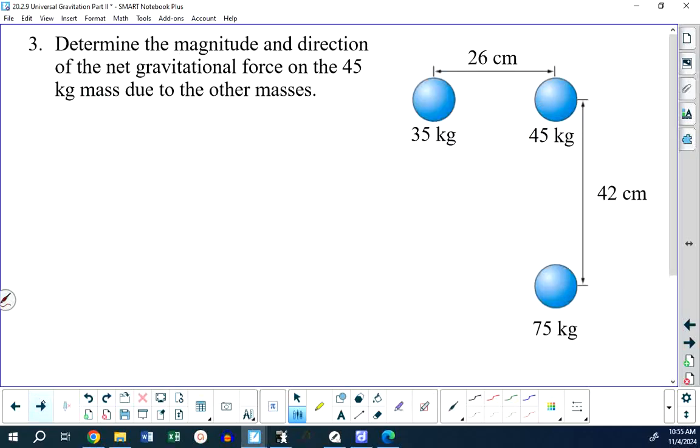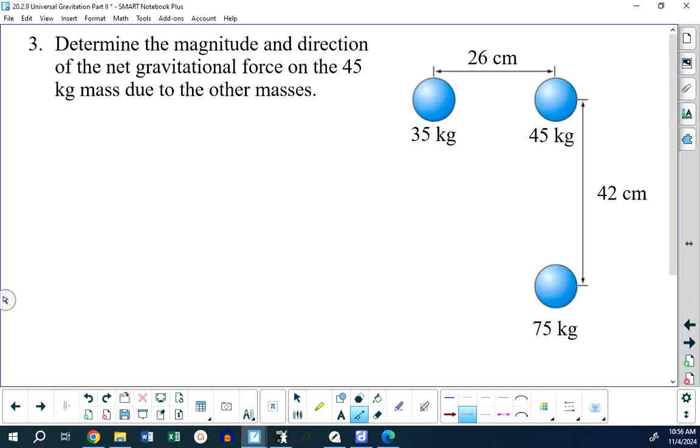So let's take a look at the third and what I hope is the final example. My plan is to set this up for you and assign for you the task of completing this example for tomorrow. In this particular question, you're asked to determine the magnitude and direction of the net gravitational force on the 45 kilogram mass. In other words, you're asked to determine the gravitational force on it. A force is a vector, so magnitude and direction are both in there.